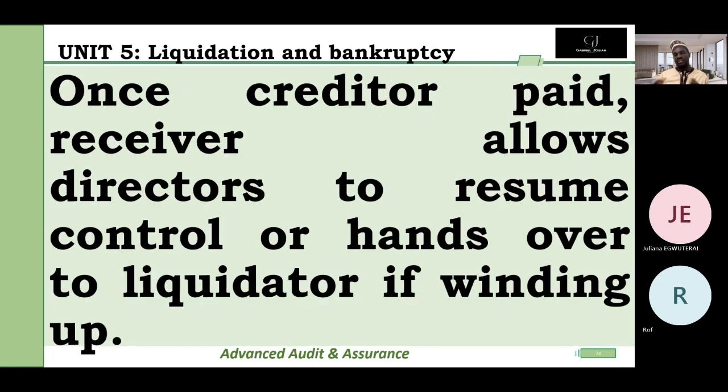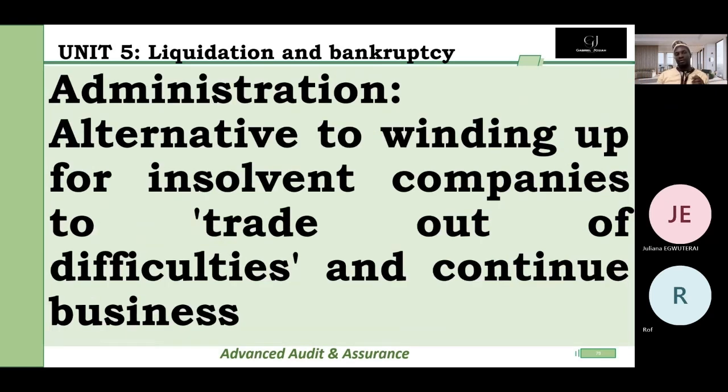So once a creditor is paid, the receiver allows the directors to resume control, or hands over the liquidation process to the company for winding up. So the creditors mostly employ liquidators to take their money, either forcefully or by law. And after that, the proceeds are allowed to the company to be shared among the ordinary shareholders.